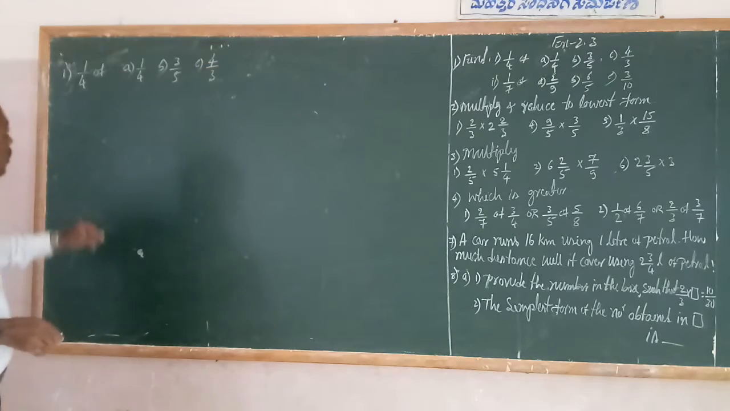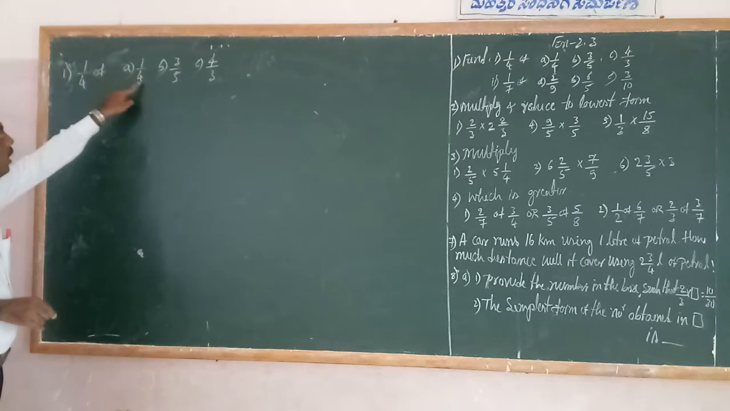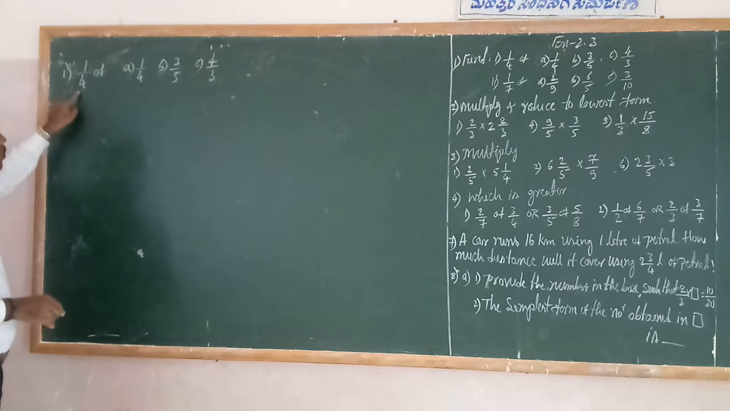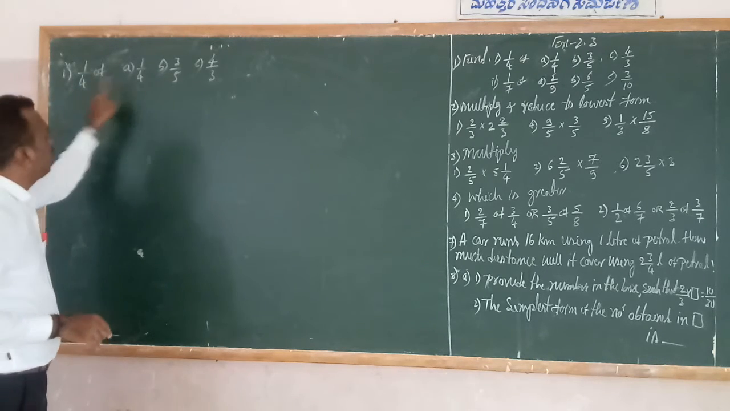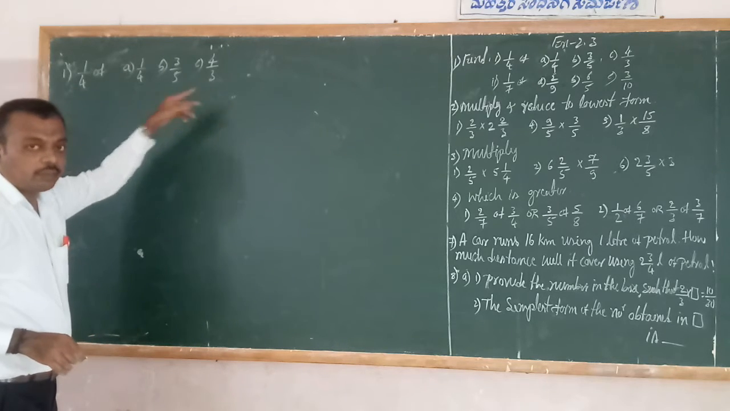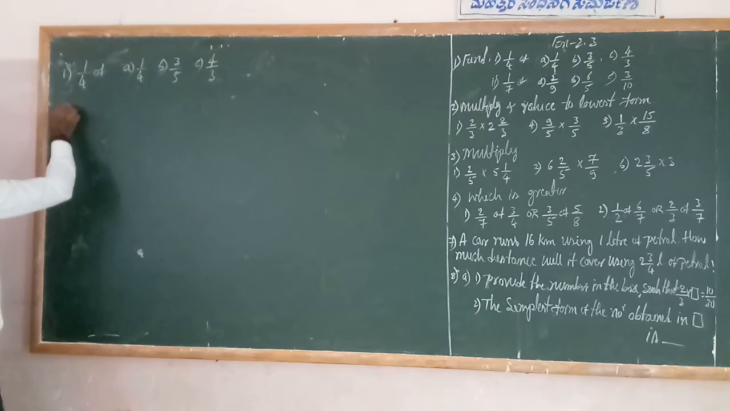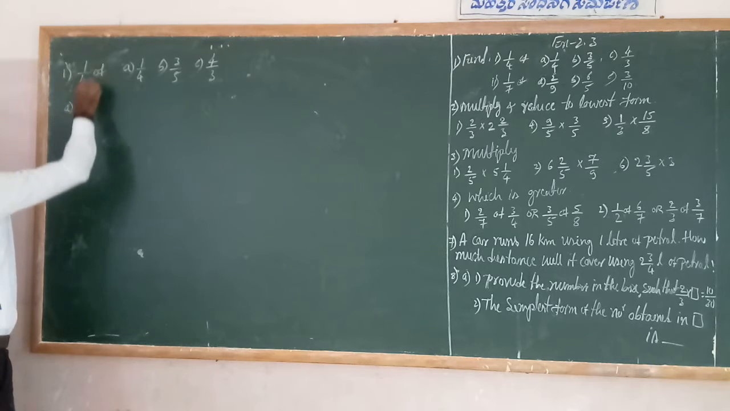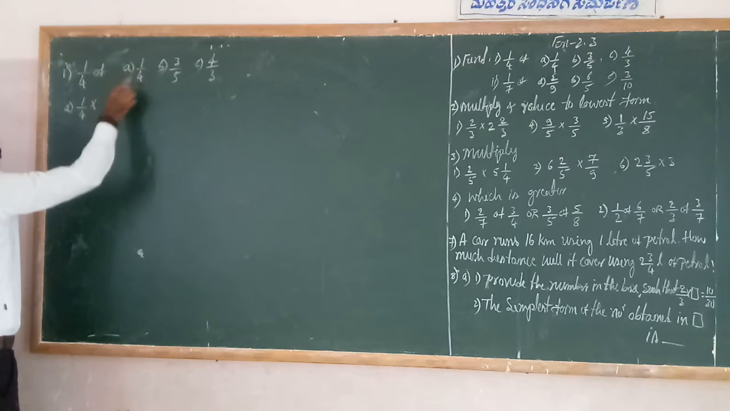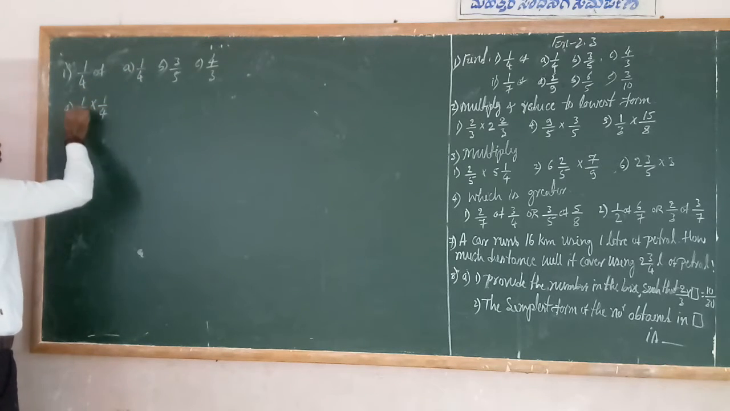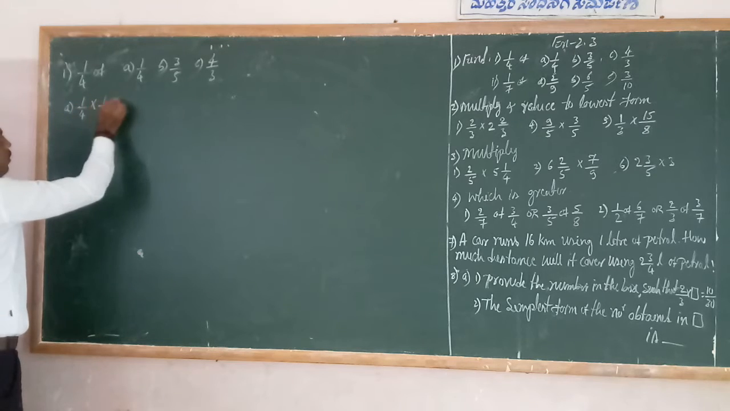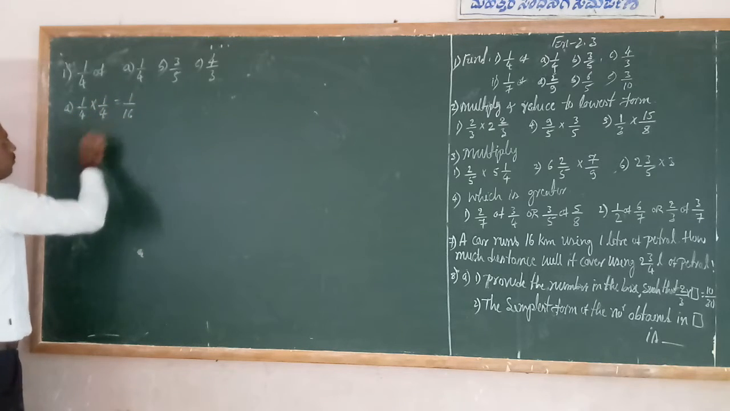Yes. Now see, "of" means multiplication. So you have to multiply 1 by 4 into 1 by 4, again 1 by 4 into 3 by 5, and 1 by 4 into 4 by 3. Separately you have to multiply. So first one, A: 1 by 4 of 1 by 4, "of" means into. So what do we get? 1 into 1 is 1, 4 into 4 is 16.